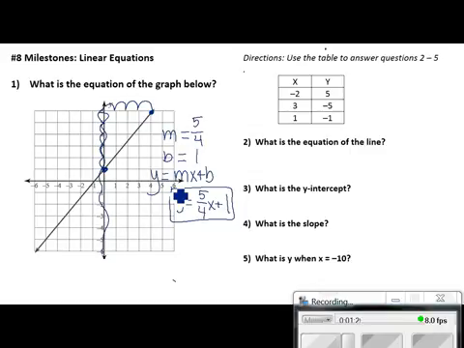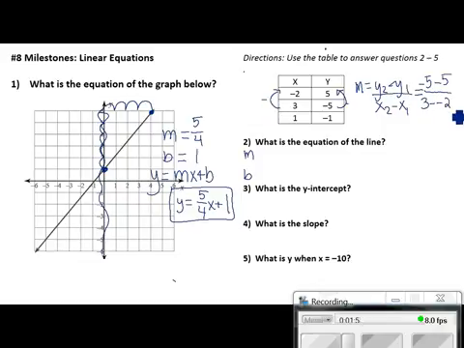Question 2, we're going to be using the table. What is the equation of the line? Again, we need to find the m and the b. So for the m, we're going to use our formula. And for the x values, I'm going to go from -5 up. So -5 minus 5. I have to go the same direction on the other side of the table. Up. So 3 minus -2. And that's going to turn into a plus sign.